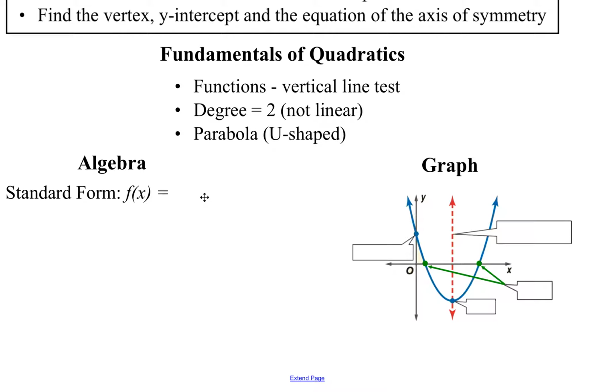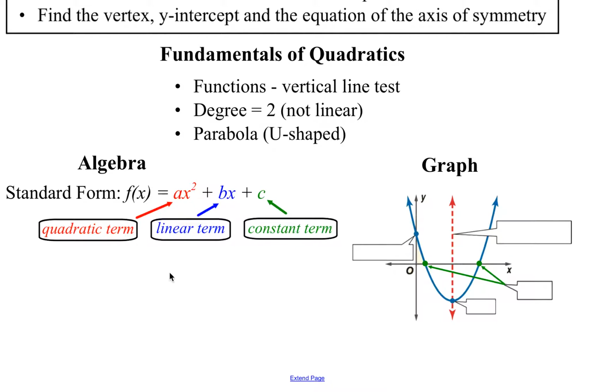So in standard form, the equation of a quadratic equation looks like this: ax squared plus bx plus c. There are usually 3 terms. It may not have a linear term or it may not have a constant term. As long as it has the quadratic term, then it's a quadratic equation.